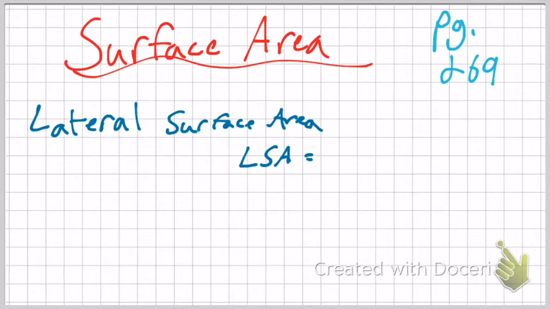The formula for lateral surface area is that right there. All right. So, what do you think H stands for? Height. Okay. Height of the prism, the distance from base to base, just like we talked about with volume. What could P stand for? Perimeter. All right. But it's a capital P.